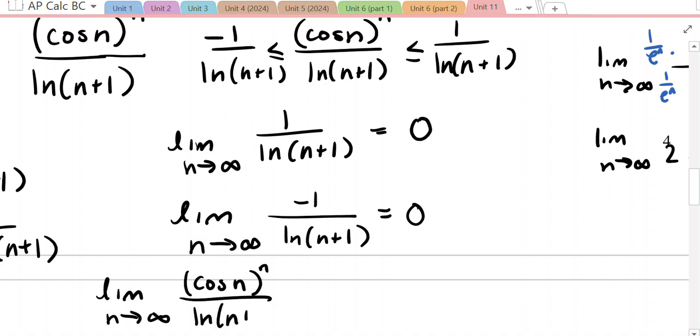Squeeze theorem is really helpful if you have something complicated that you're really not sure how to handle, but you can give it bounds on either side.